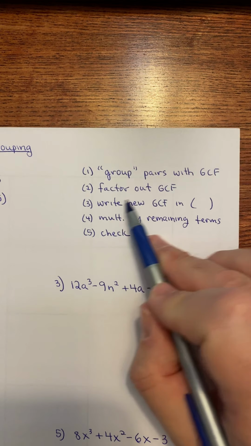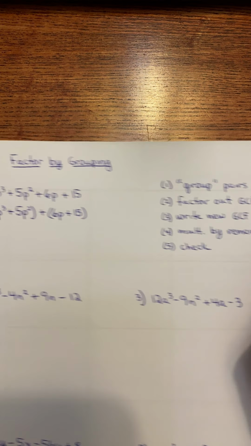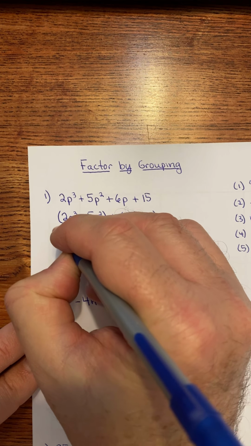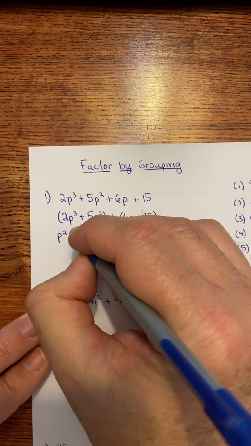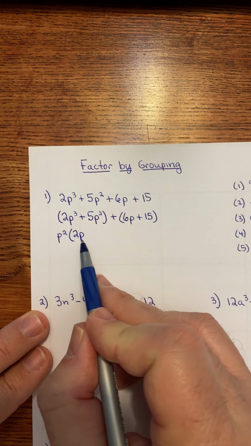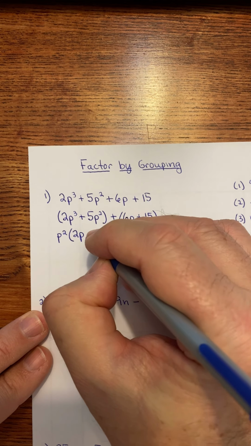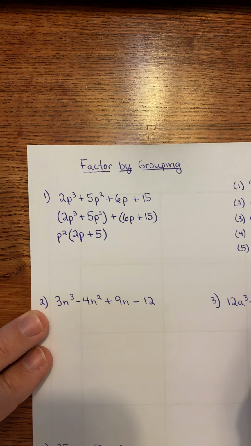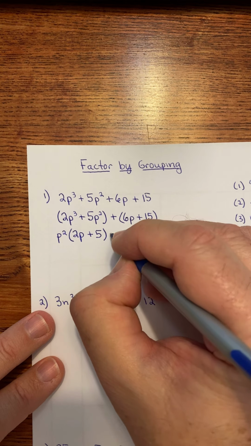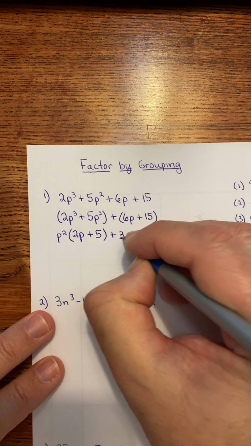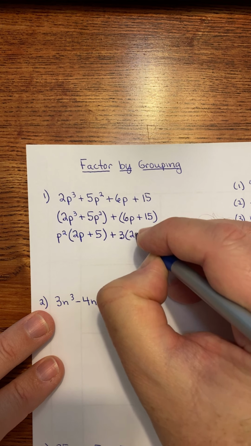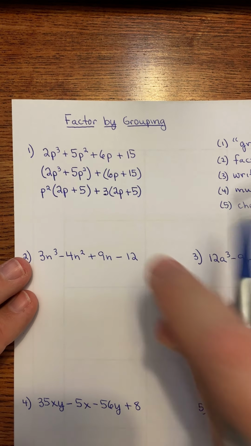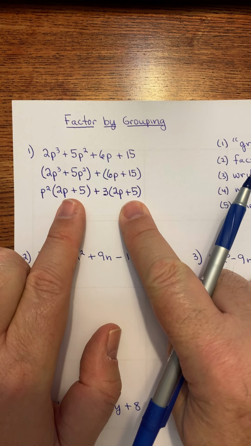Okay, step 2, factor out the GCF in each set of parentheses. The GCF on this one, they both have a p squared. And if I take out the p squared, I'm left with 2p. P squared times 2p is 2p to the third, plus 5. Because p squared times 5 is 5p squared. Here, the common factor, the GCF, is just a 3. But notice what happens when I do that. What's left in the parentheses are the same, 2p plus 5.